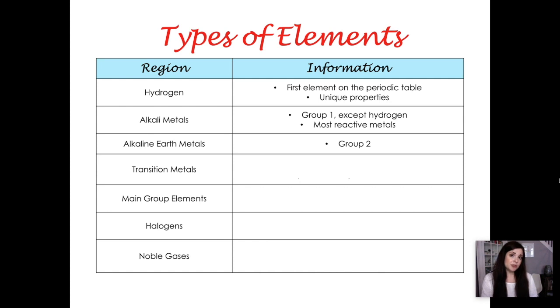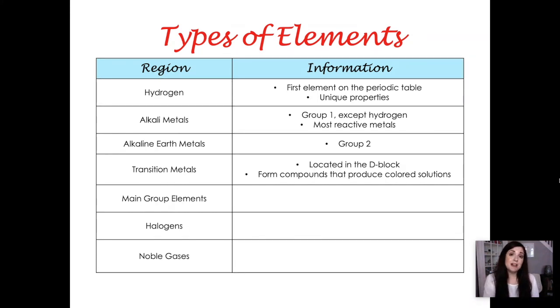Alkaline earth metals are right next door. So these guys are in group 2 and they have 2 valence electrons in their outermost shell. You really don't need to know properties about these ones specifically. They are not as reactive as your alkali metals, of course, and they are more hard and more dense than your alkali metals.